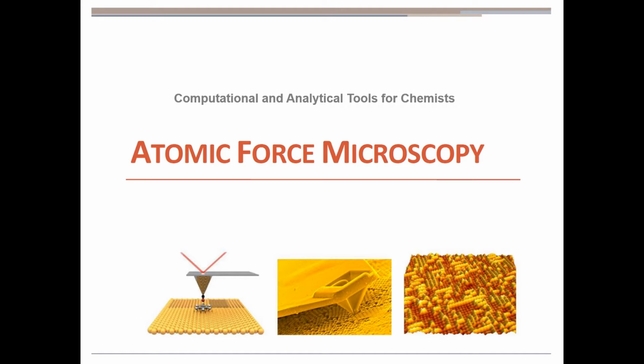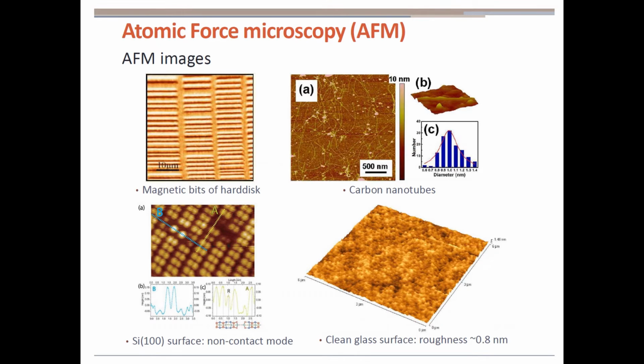Hi everyone. Today I'm going to talk about atomic force microscopy, AFM. AFM is a very high-resolution type of scanning probe microscopy, which is used to see and measure the surface of a sample at nanometer scale. This is more than 1,000 times better than the optical diffraction limit. The AFM has been used in all fields of science, including chemistry, biology, physics, material science, nanotechnology, astronomy, and medicine.